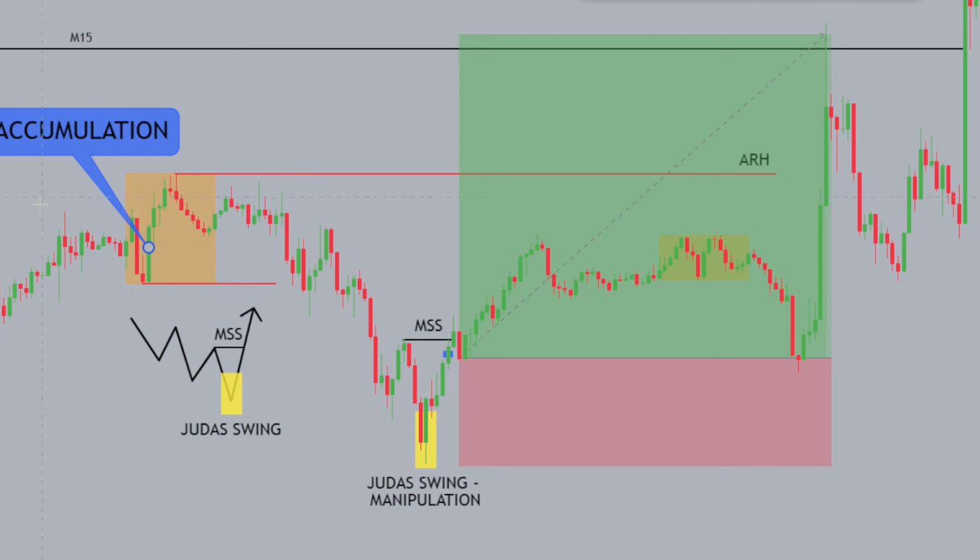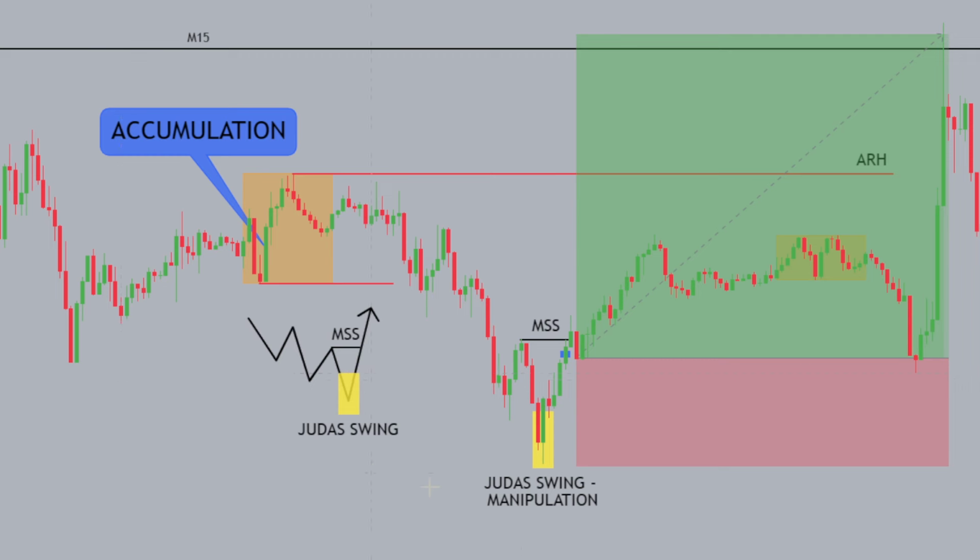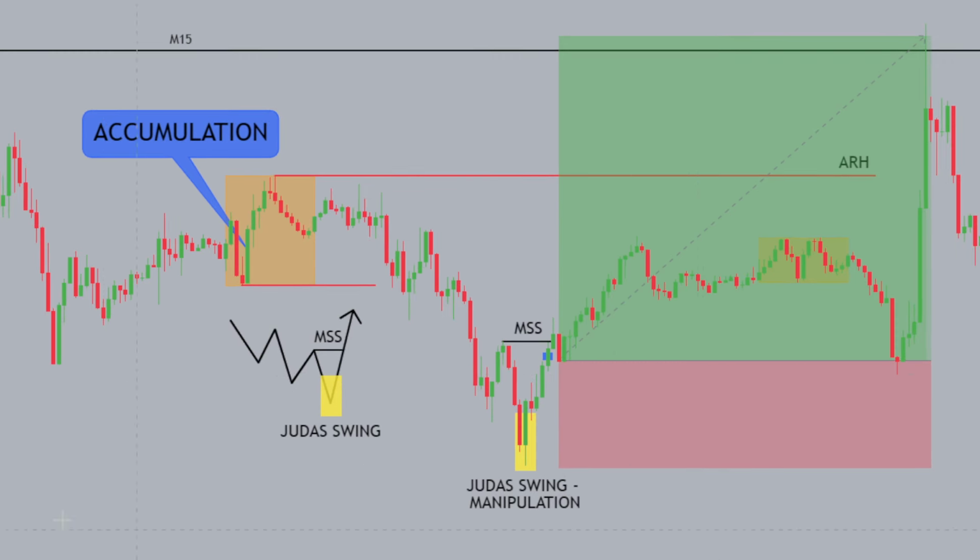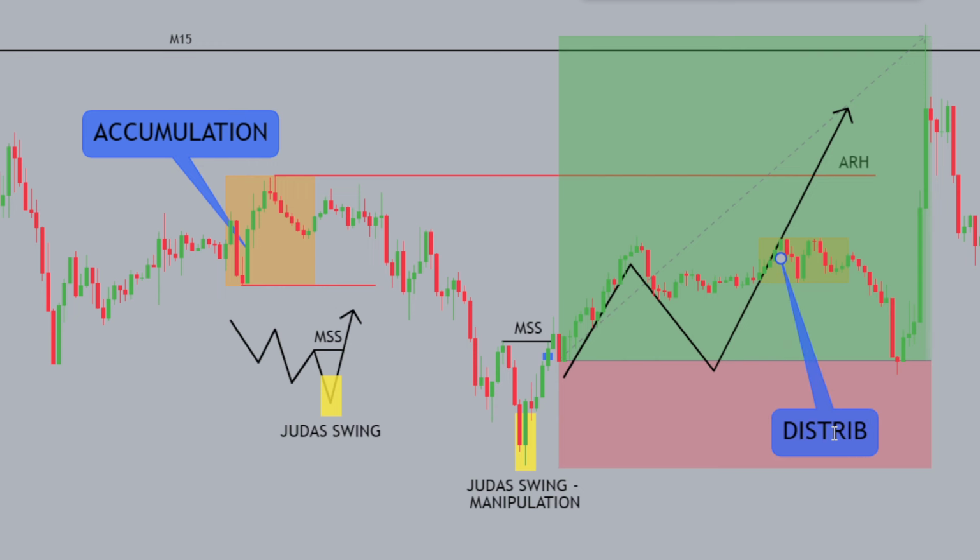So we have accumulation over here. We have manipulation in the form of the Judas swing. And when we key off a fair value gap and we're catching the move, this is essentially distribution. And this is how ICT can be applied to any particular market. Any particular market works off this same principle of accumulation, manipulation, and distribution.